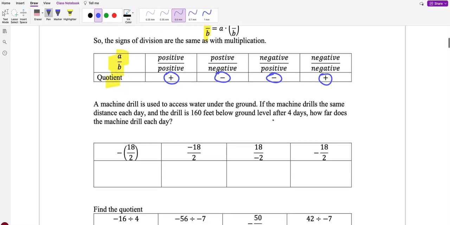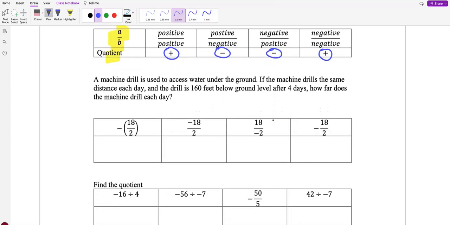Now, if I look at this, a machine drill is used to access water under the ground. If the machine drills the same distance every day and the drill is 160 feet below the ground after 4 days, how far did it go each day? So it was 160 feet, and it was for 4 days. If I divide that out, I get 40 feet per day. So it goes 40 feet every day.